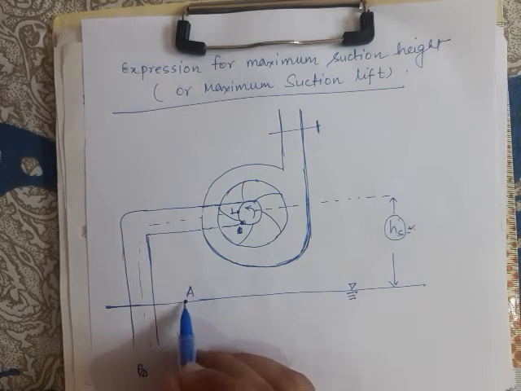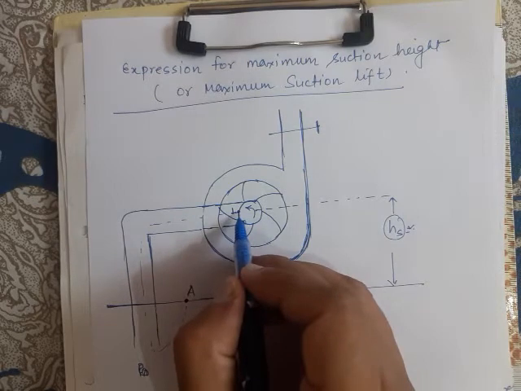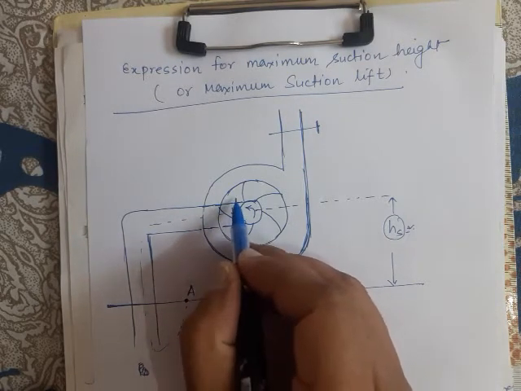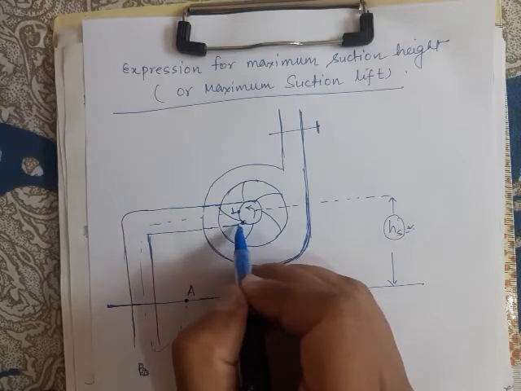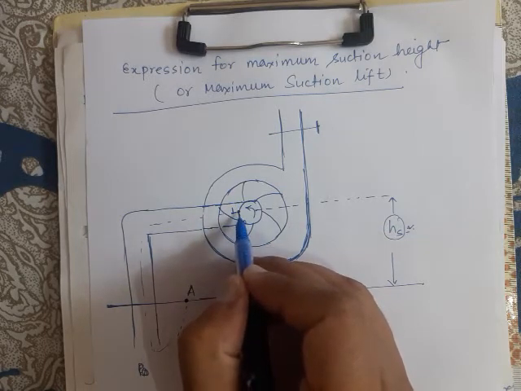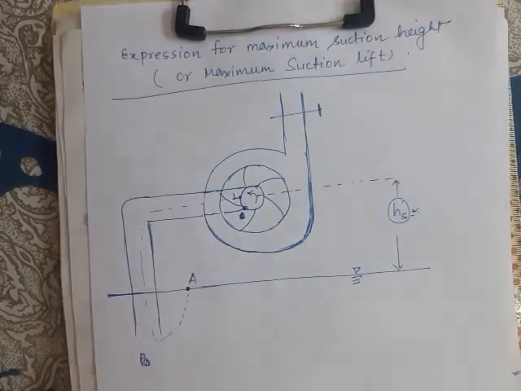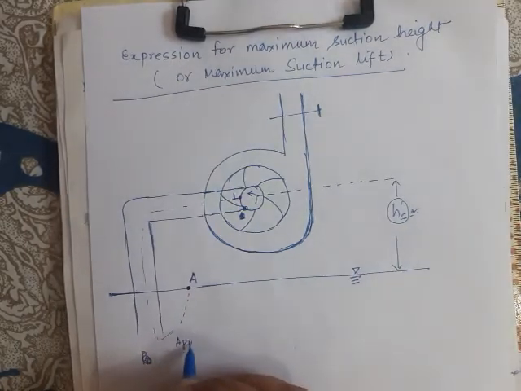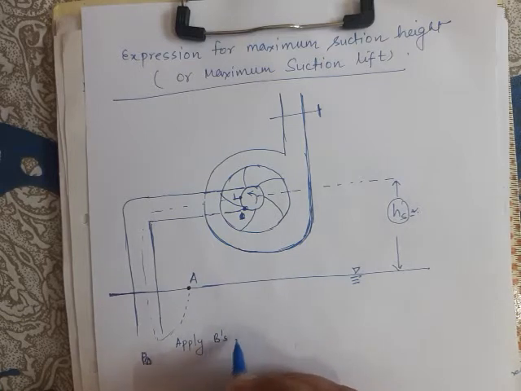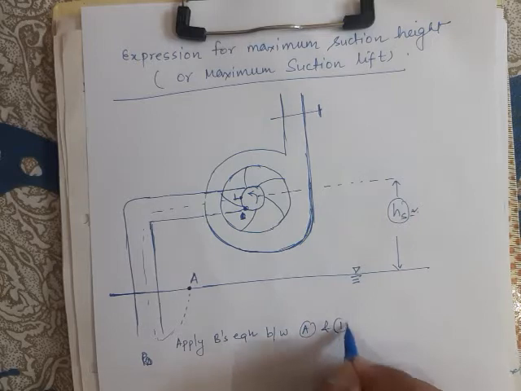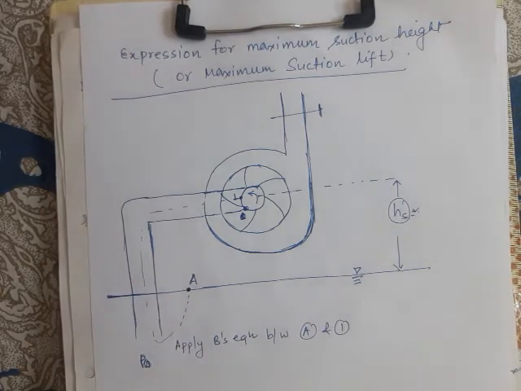So point A is at the free surface of the liquid inside the sump, and point 1 is at the inlet to the impeller, inside the suction pipe. I have taken these 2 points. Now apply Bernoulli's equation between A and 1.